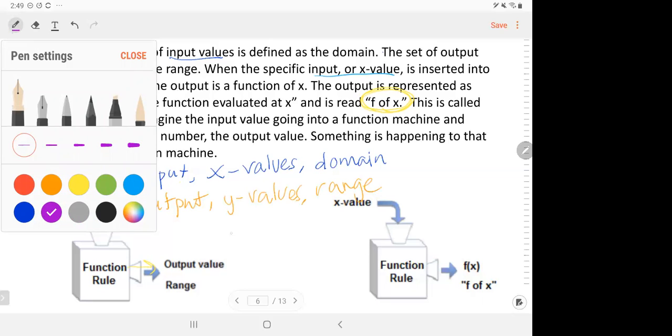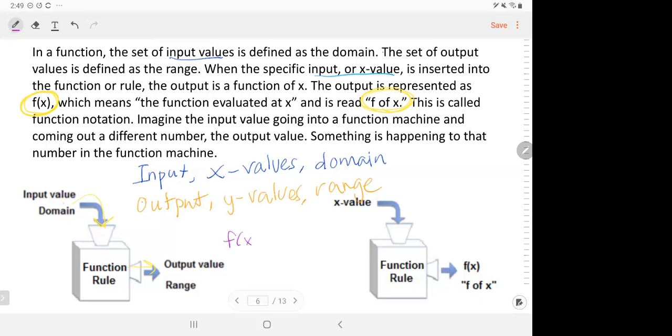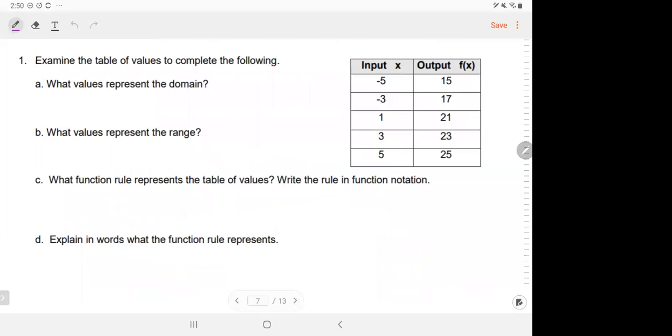Another thing is that this f of x does not mean f multiplied times x. I don't want to see that. We're plugging something in for x. So this problem, examine the table of values to complete the following. What values represent the domain?